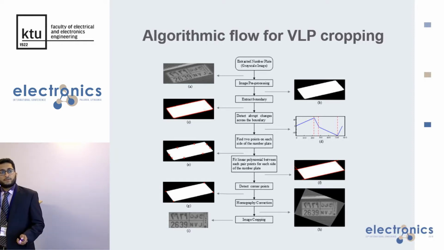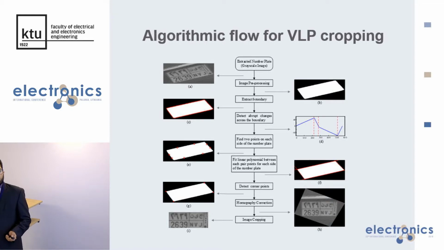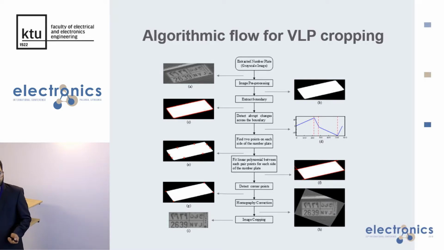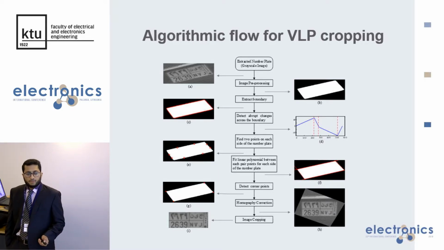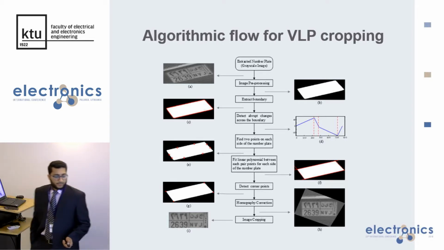So for example, if we have this complete range, we get to the center point and go 25% on both sides, which provides us 2 points on that particular side of the license plate. Then we apply the linear polynomial, and we can see that the lines intersect at these points, so we get the 4 corner points automatically. Once we have these 4 corner points, we do the homographic correction by applying the homography matrix, and finally we crop the image.